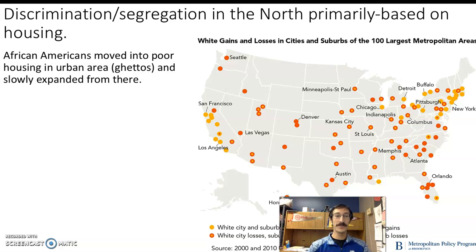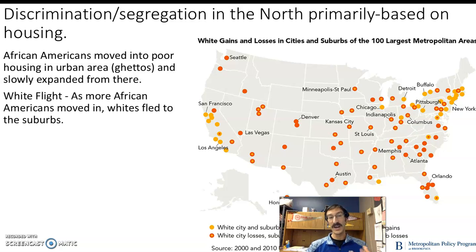All right, and this also associated itself with the same time as what we call white flight, which is when, as more African Americans moved in or more people of color moved in, whites fled to the suburbs, fearing just racial change.